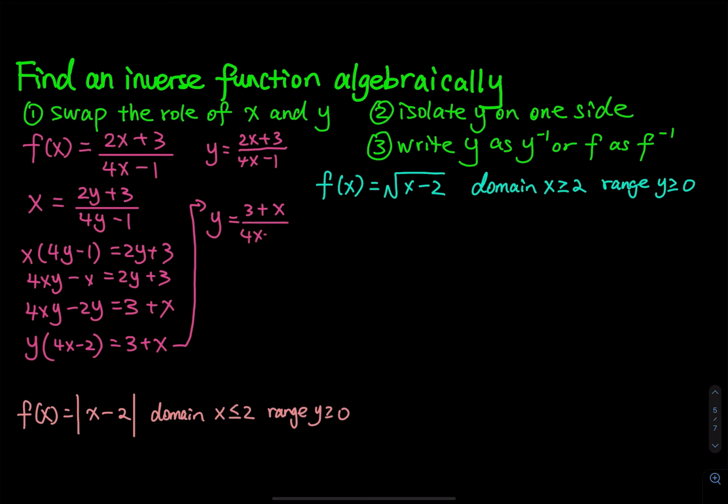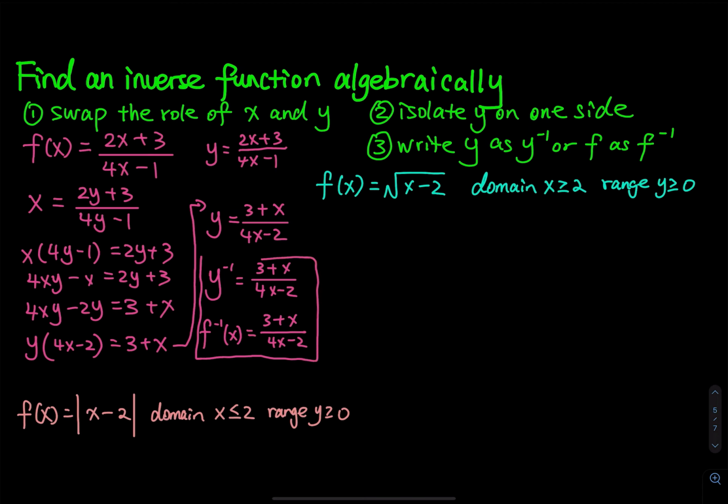(4x − 2). Isolate y on one side using algebra, and then you change this to y inverse equals (3 + x) over (4x − 2). Or you can write f inverse of x equals (3 + x) divided by (4x − 2). It just depends on what your instructors want. So if you're doing homework online, read the problem, see which one they prefer. I accept both.